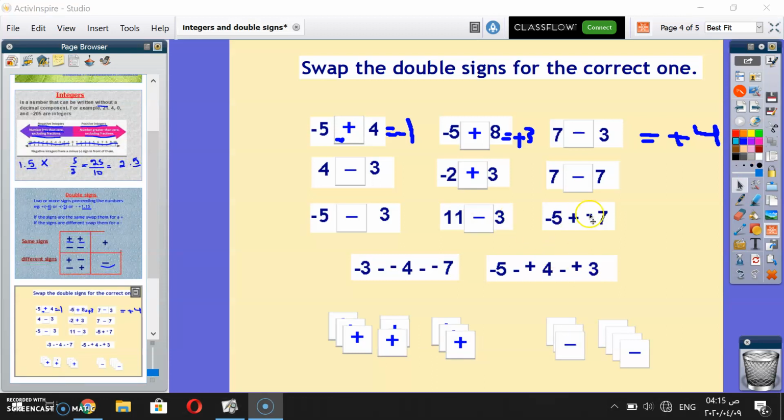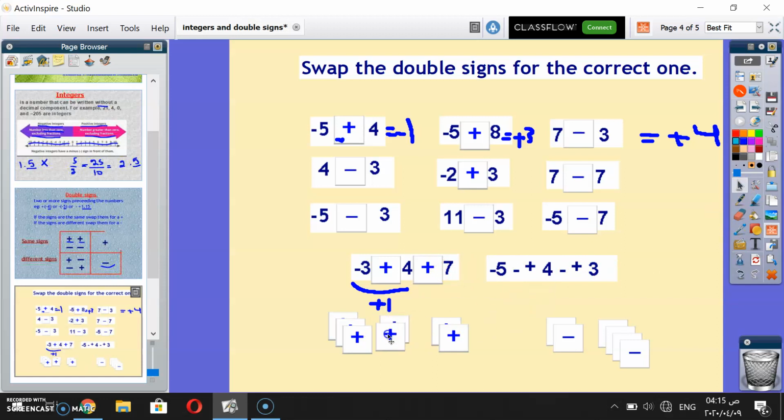Here we have positive and negative, so different signs, we will replace them by a negative. Minus 5 minus 7 equals minus 12. Here minus and minus, so same sign, so put a positive instead of them. And here minus minus, same sign, we put a positive. Minus 3 plus 4 is equal to plus 1, plus 7, so equal to plus 8.